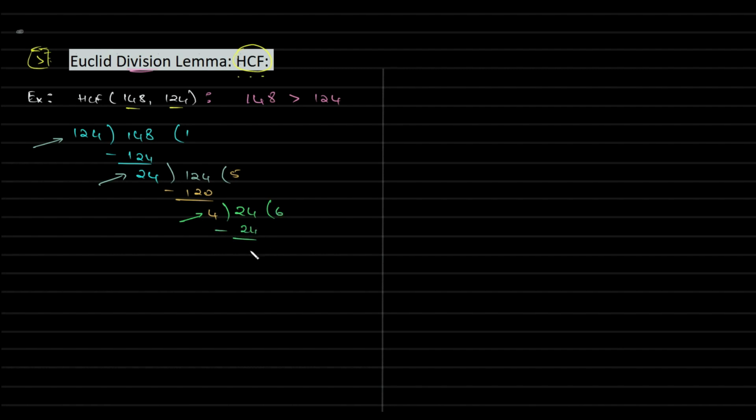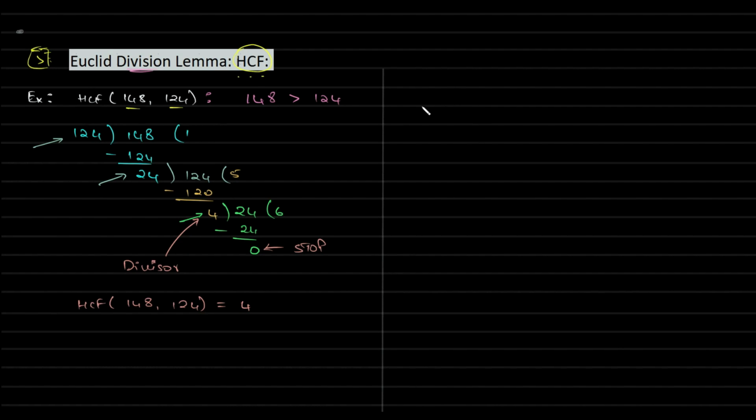So you have to keep doing this until you get a remainder of 0. When you get a remainder of 0, you stop the procedure and then you look at the number which divided in the last procedure. In the last procedure, whoever was the divisor, right? That number is your HCF. So HCF of 148 and 124 is 4. So this is one of the ways of presenting or finding HCF using the division.